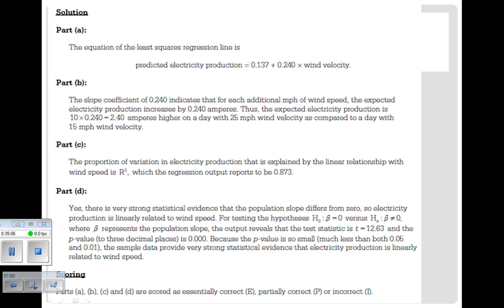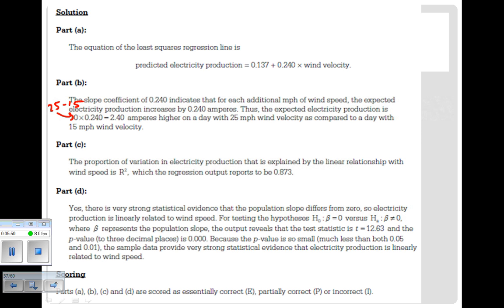Okay, part A, predicted electricity production. If you had y hat, you needed to say y hat equals predicted electricity production. And then you can see the rest of this equation. The slope is 0.240, which indicates that for each additional mile per hour of wind speed, the expected electricity production increases by 0.240. Thus the expected electricity production is 10 times 0.240, which is 2.4 amperes higher on a day with 25 miles per hour wind as compared to 15, because 25 minus 15 is 10.